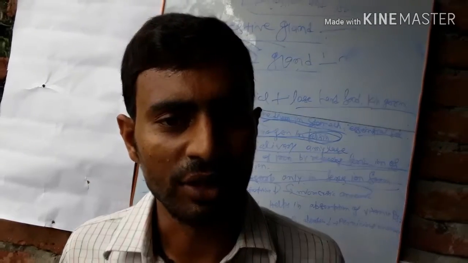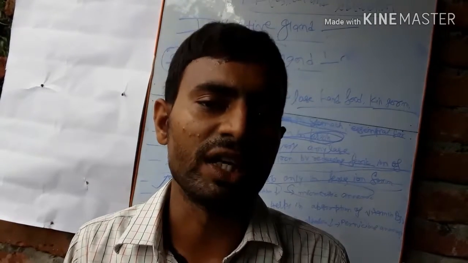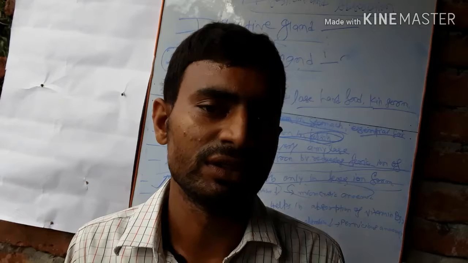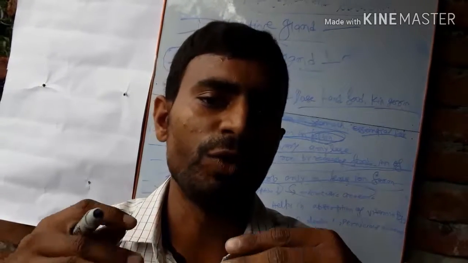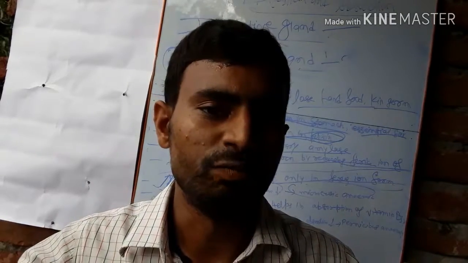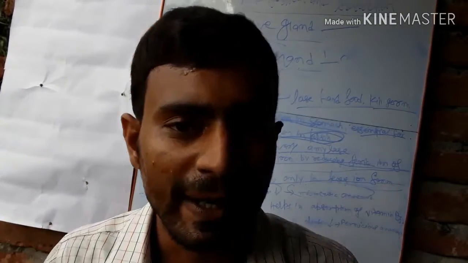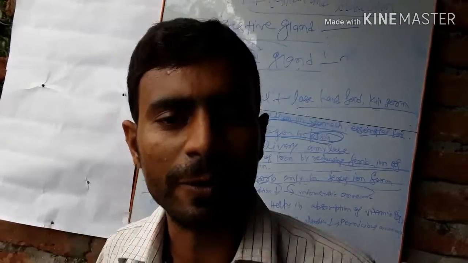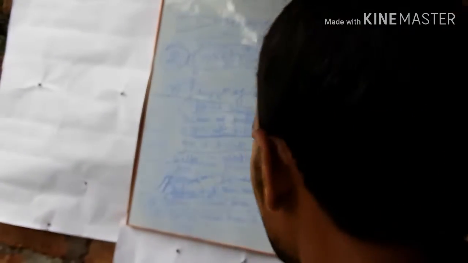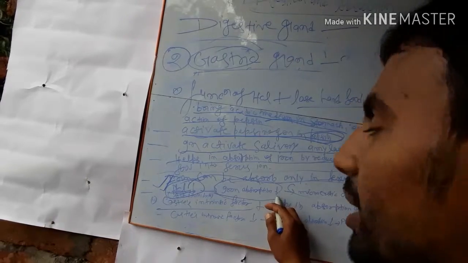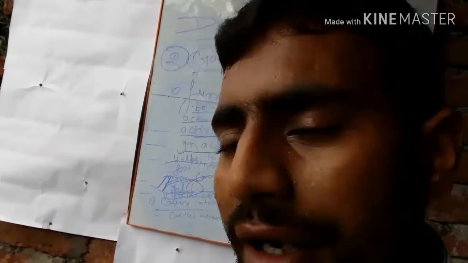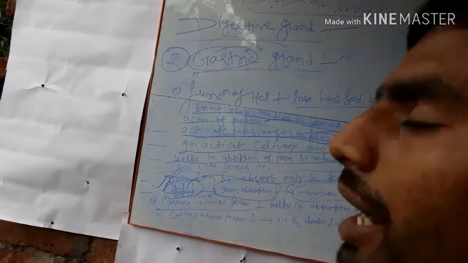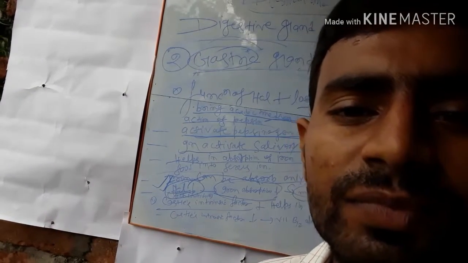Okay, you know well that anything is good only in limits. If you cross the limit, it is not good for your health or for anything else. So if iron absorption decreases, iron amount decreases in the body and microcytic anemia happens.